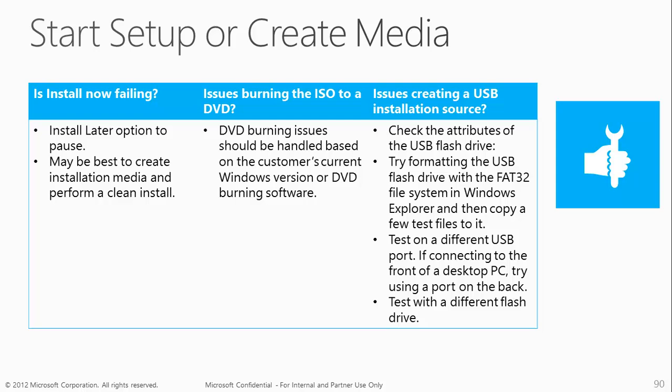If you're seeing any issues creating the USB installation source, there's a few things you need to check. First, check the attributes of the USB flash drive. The Upgrade Assistant is automatically going to try to format the flash drive as FAT32. But if you have a flash drive that's larger than 32 gigabytes, then you've exceeded the maximum size of a FAT32 based file system. So it'll attempt to create that partition that takes up the entire drive, and it's going to fail. There's also a minimum size of 3 gigs. So maximum 32 gigs, minimum 3 gigs.